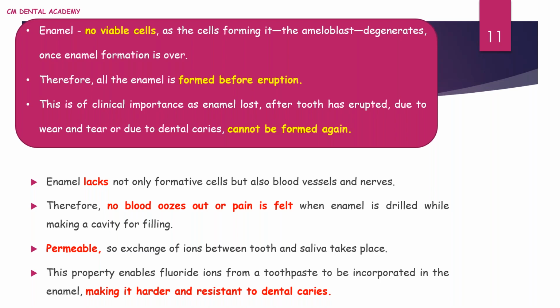Enamel lacks not only the formative cells, it also doesn't have any blood vessels and nerves. So whenever you are excavating the enamel caries, there will not be any blood oozing out. Neither will the patient complain of pain when you drill into the enamel. But it is permeable. What is permeability? There will be an exchange of ions between the tooth and the saliva. This permeability helps in fluoride ion diffusion from toothpaste into the tooth, which helps to make teeth harder and resistant to dental caries.